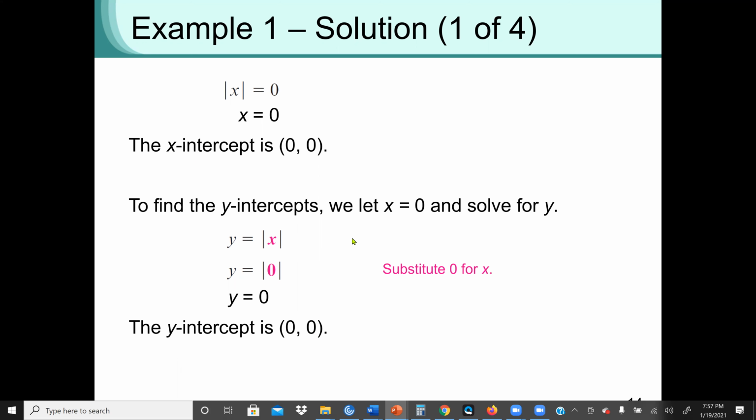The equation is y equals the absolute value of x. So when y is 0, the absolute value of x equals 0, so x equals 0. And when x is 0, the absolute value of 0 is 0, so y equals 0. So we get 2 points, but they are both at the origin.